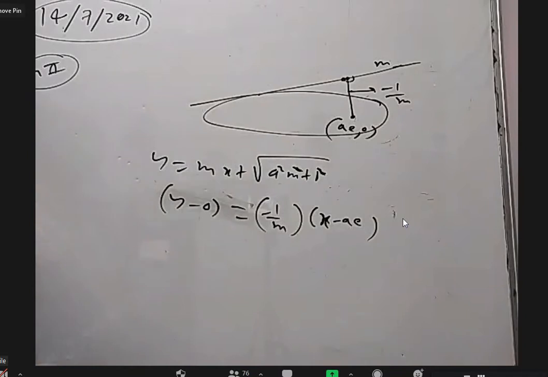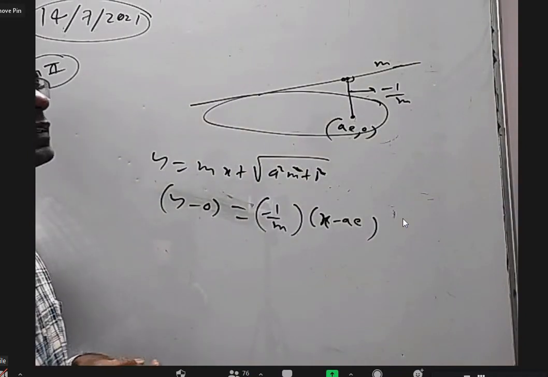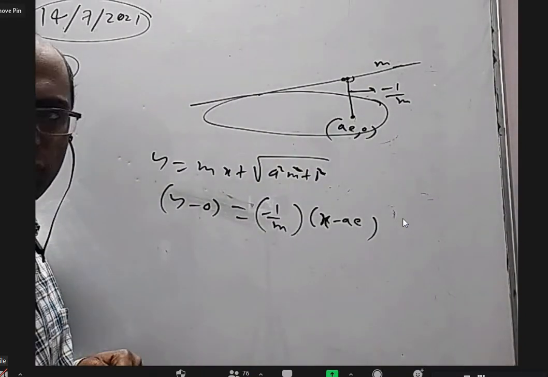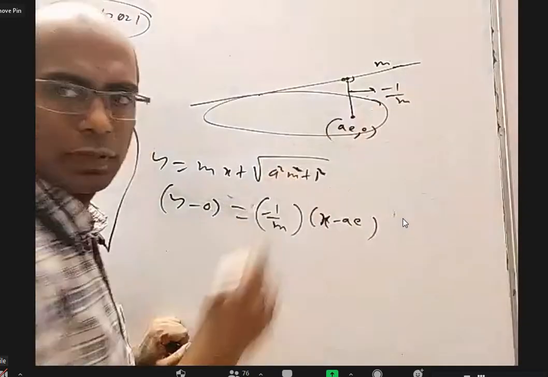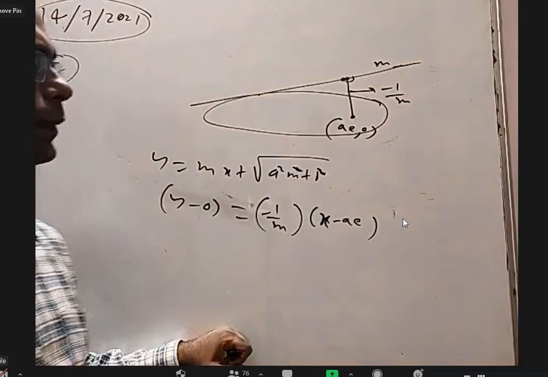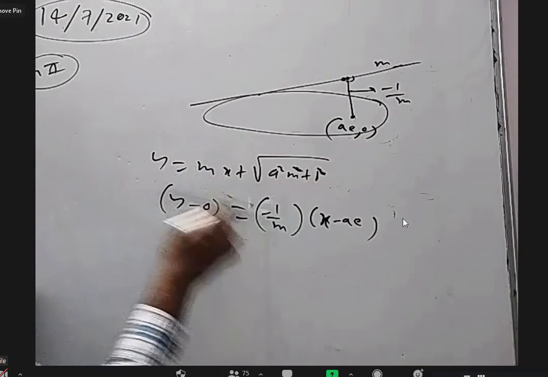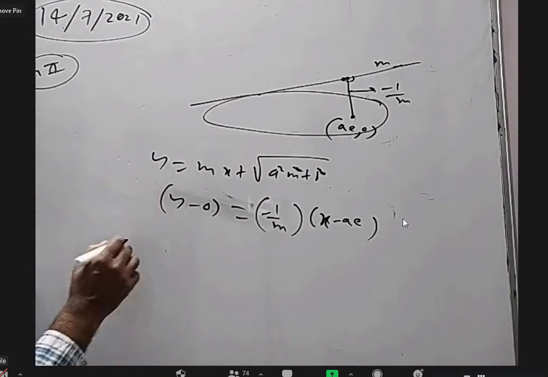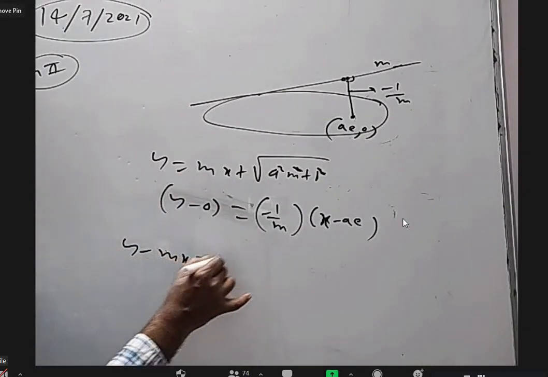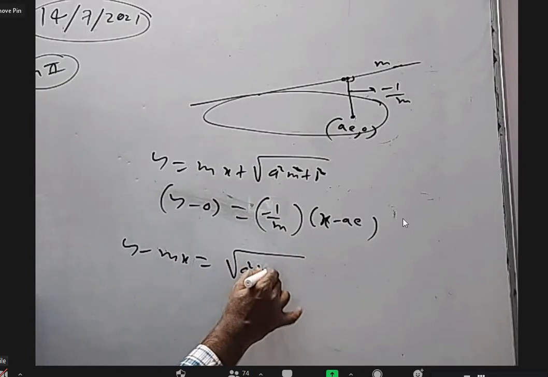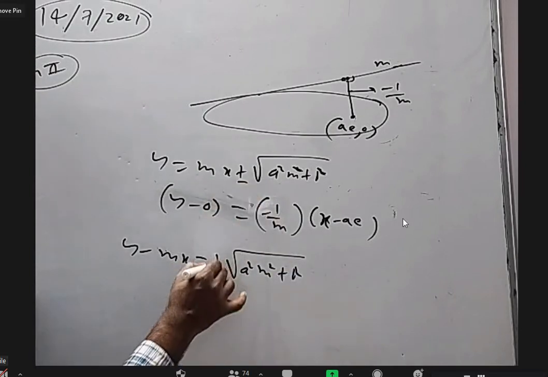Yes, sir. Now what does locus mean? Locus means after all an algebraic relation between x and y without any variable m, right? Yes, sir. Okay. So how to eliminate the m from these two? Bring this mx this side, it will become y minus mx equal to root over a square m square plus b square. You take plus or minus, not an issue.